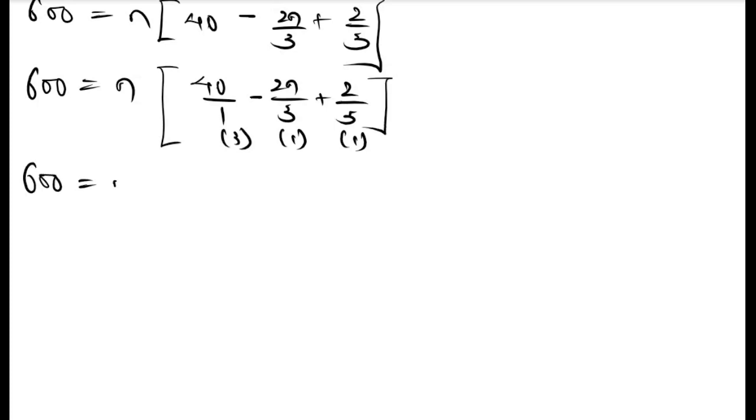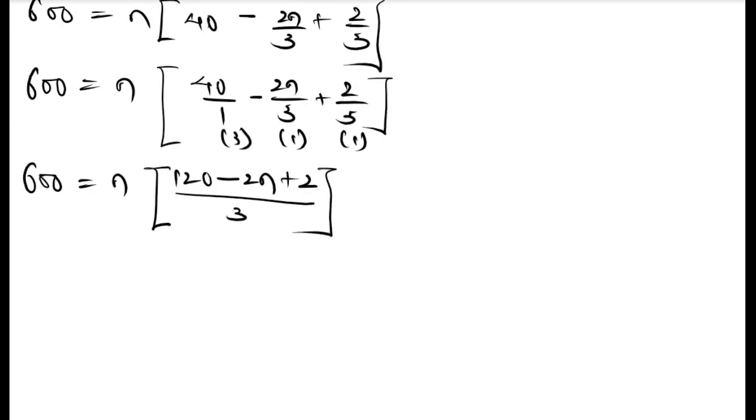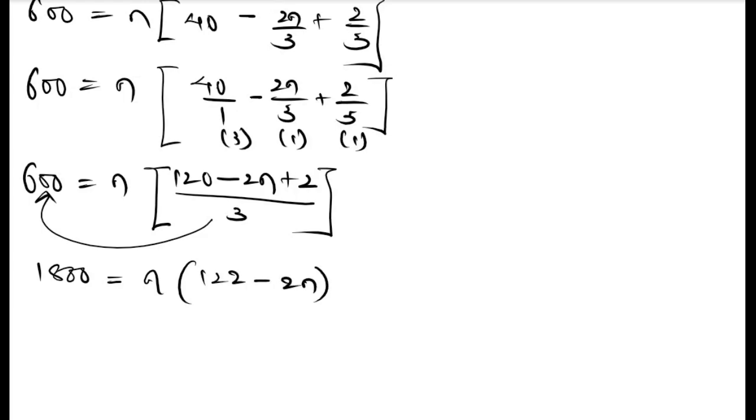So 600 is equal to n bracket 40 into 3 is 120 minus 2n plus 2, the whole by 3. 3 will get shifted and get multiplied with 600. So 1800 is equal to n bracket 120 plus 2 is 122 minus 2n. You can take out 2 common from here. So 1800 is equal to 2n bracket 61 minus n.